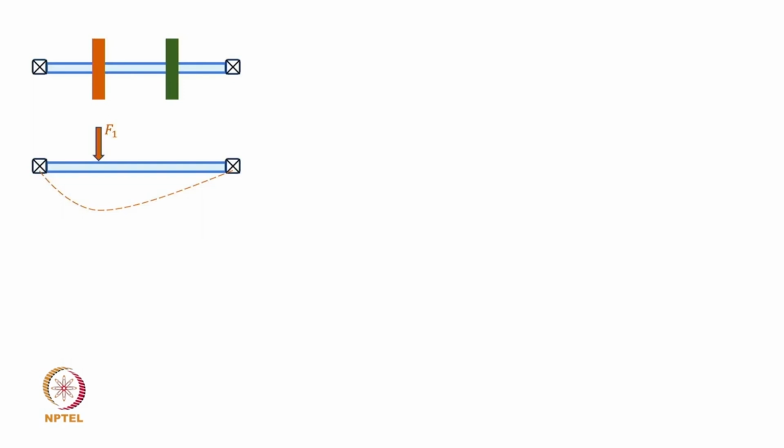So, the deflection here is defined as delta 1 1, which means that at location 1 the deflection is delta due to force applied at the same location, but this force also generates a displacement or deflection at this location as well, right. So, this is your location 1 and this is your location 2.